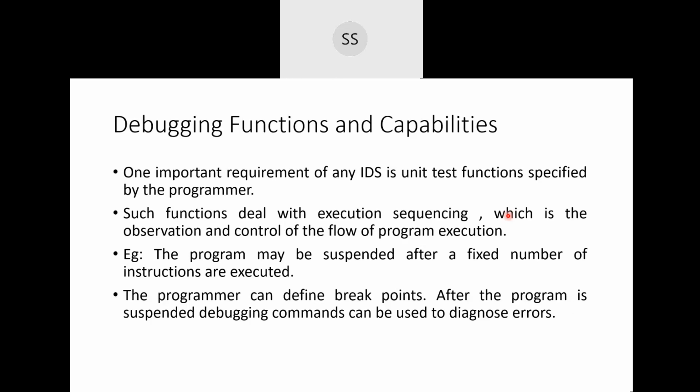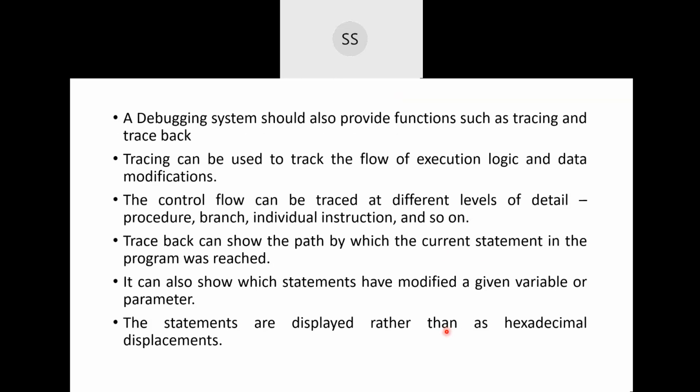After the execution of the first 10 lines, I'll be able to find out whether there is any error in my program. I try to find whether there is some problem. So that was about having breakpoints in your program. Now, debugging systems should also provide functions such as tracing and traceback. Tracing can be used to track the flow of execution logic and data modifications.